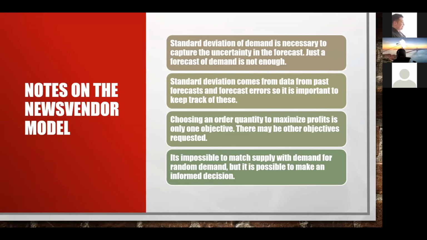So just some notes on the newsvendor model. Standard deviation of demand is necessary to capture the uncertainty in the forecast. Just a forecast of demand is not enough. Standard deviation comes from data from past forecasts and forecast errors, so it's important to keep track of those. Choosing an order quantity to maximize profits is only one objective. There are many other objectives that may be requested. It's impossible to match supply with demand for random demand, but it is possible to make an informed decision. That's what these models are going over. It's impossible to know your exact demand when it's random, but these models help to make an informed decision. Next slide, please.